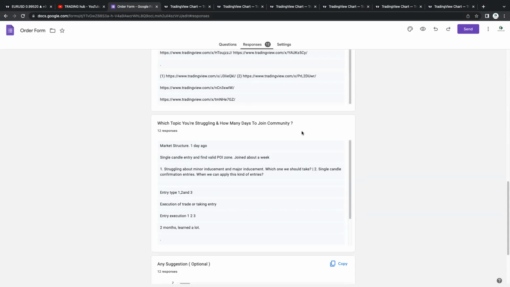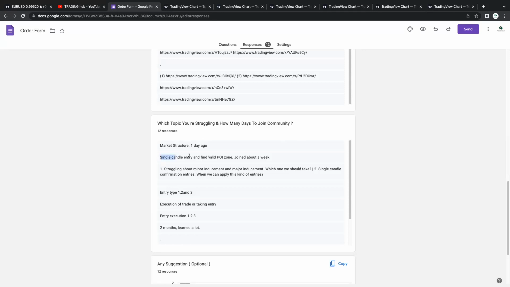If your structure is correct, then most of the chances you will get a good entry zone. So first is identifying the structure, then identifying the liquidity, then identifying the POI. So do this step by step.